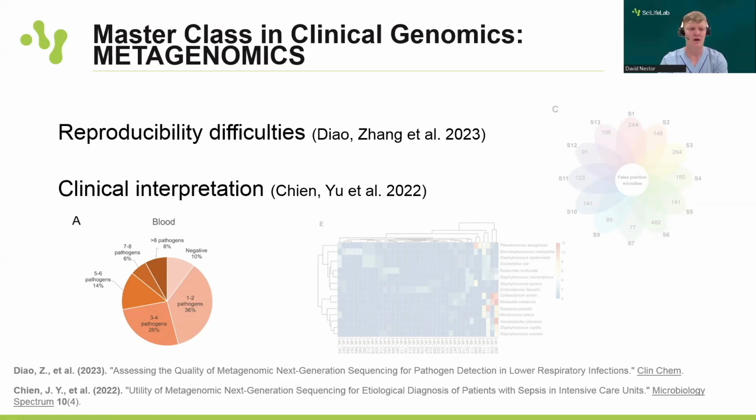This is a paper where they used metagenomics for sequencing of patients with sepsis in intensive care units. And the main interesting thing here is that 14% of the patients had more than 7 pathogens in blood. Usually when we do culture, we find 1 or maybe 2 pathogens and we try to interpret that, but we have no clinical experience of how to interpret 8 different pathogens at the same time.